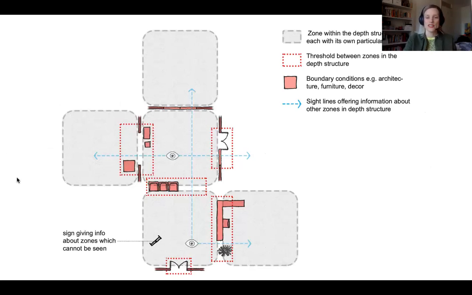A depth structure is a system of social territories which contains and reproduces knowledge that enables spatial cooperation. Analysis of three case studies revealed that they are organised in a way which demarcates a system of discrete territories or zones with clear thresholds between them, and that these co-created configurations structure people's behaviour.